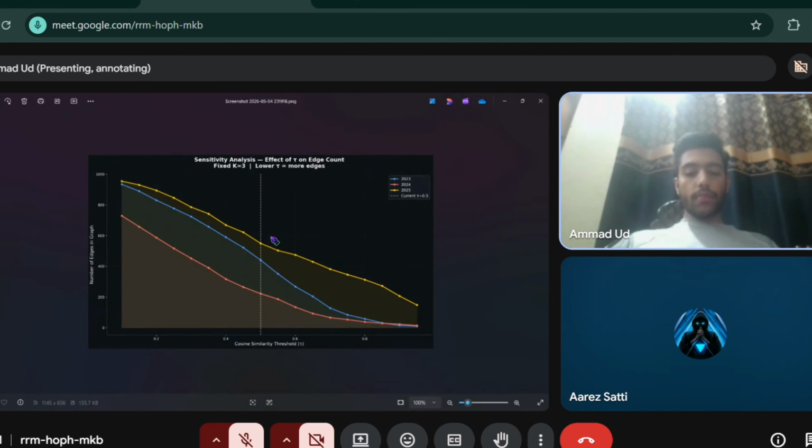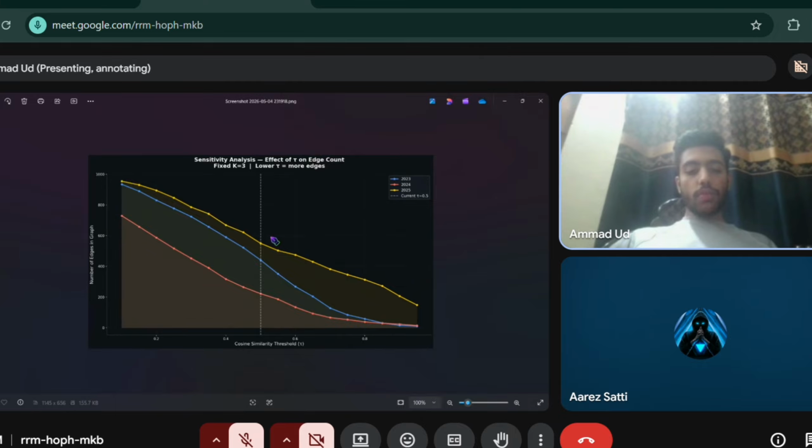Moving toward the fifth graph, the final graph is the sensitivity analysis test of whether our results hold if we change the cosine similarity threshold. The x-axis varies from 0.1 to 0.95. The y-axis counts edges. All the lines slope downward. Stricter thresholds mean fewer edges. The key finding: 2025 consistently has the most edges at every threshold level, meaning the most synchronized inflation year.